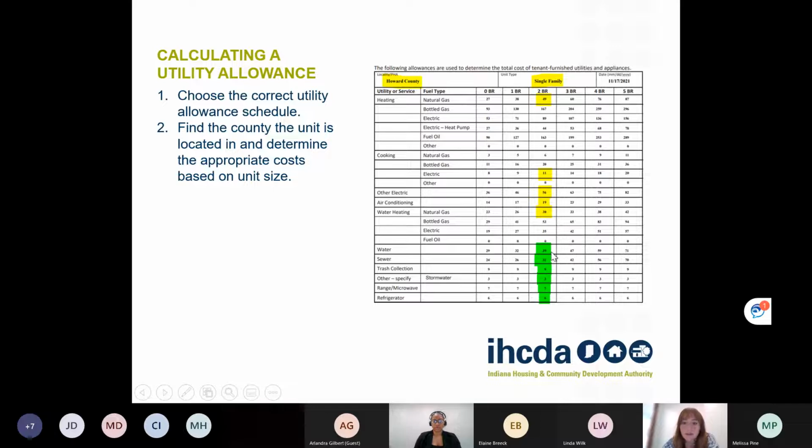And then down at the bottom, what I have highlighted in green, these will all be things that the landlord pays for. So in this scenario, the landlord will be responsible for the water bill, which includes sewer and trash collection. We'll say in this instance that stormwater is already wrapped into the sewer fee. And then for this unit, the landlord provides the refrigerator and microwave, so we don't need to include any of those. So everything that is highlighted in yellow is what we will transfer over to the client's utility allowance sheet.